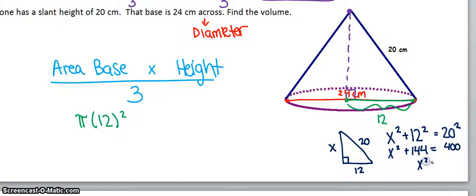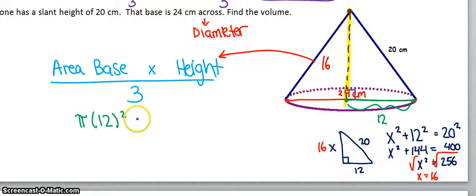Subtract 144 from both sides, so that'll cancel here. 400 minus 144 will give you 256. In order to undo a square, you'll take the square root of both sides. So the square root of 256 will give you, drum roll please, 16. So x is 16, which remember, the point of that was to figure out how tall the cone is. So the cone is 16 centimeters tall. Okay, so I can plug that in for my height now. So I did all that just to find the regular height. And then I'll divide it by 3.